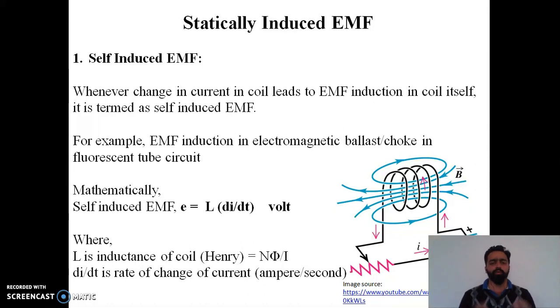Self-inductance is defined as property of coil which tries to keep current constant. Inductance is measured in Henry and it is given by N phi divided by I. di by dt is rate of change of current. So, statically induced EMF will have higher magnitude if there is higher value of inductance and higher value of rate of change of current.